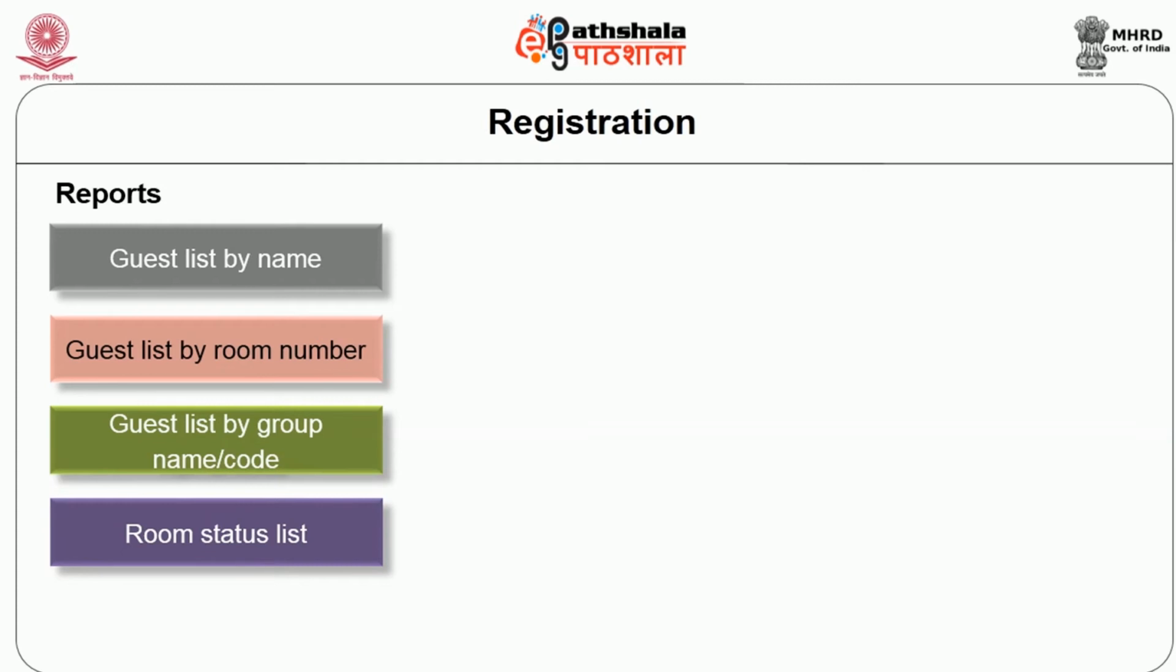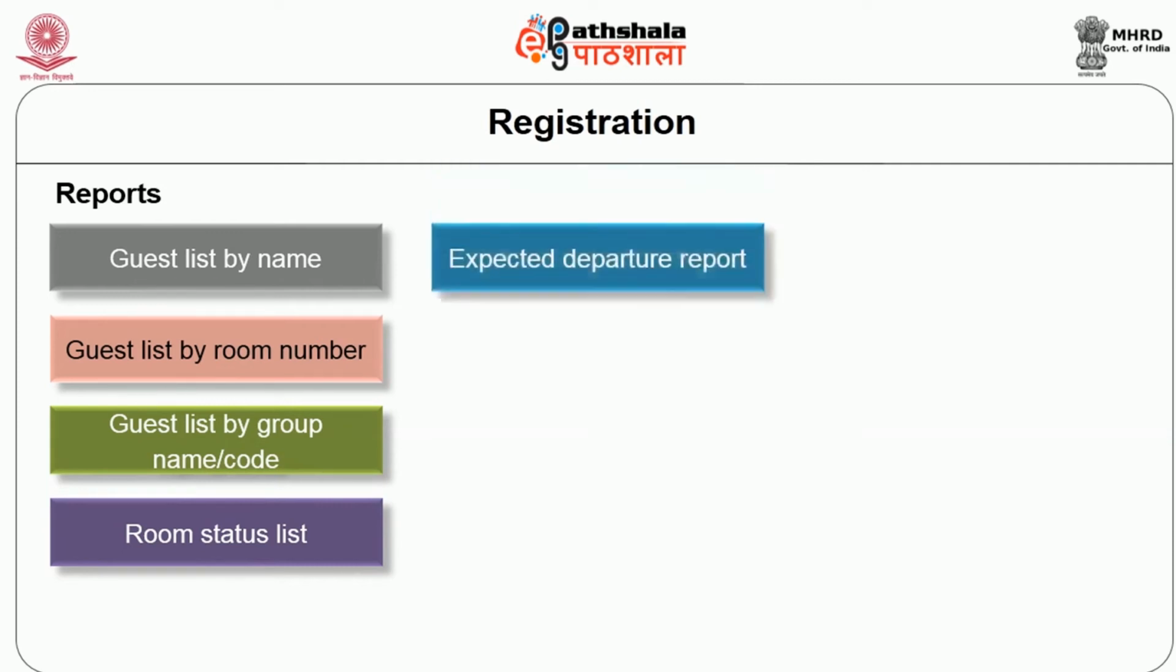So room status list, as I told you already, I have already explained the room status, whether the condition of the room. According to the registration, the room status list will be taken. Whether it is occupied, vacant dirty, or vacant clean, or under maintenance, or anything like that can be given in the room status list.